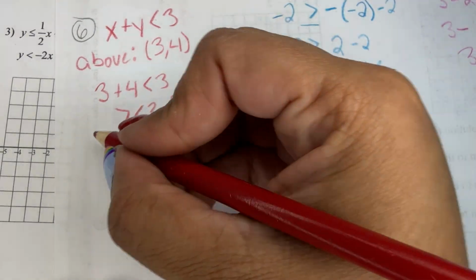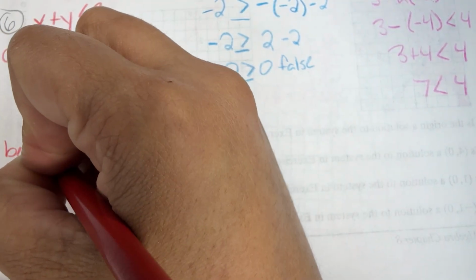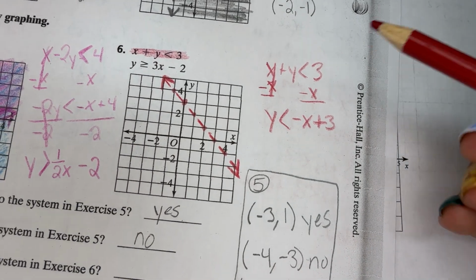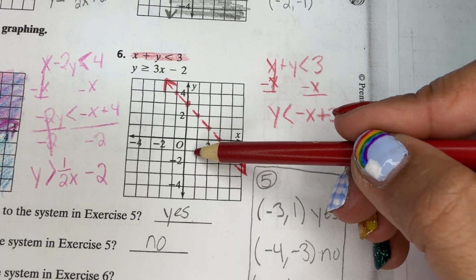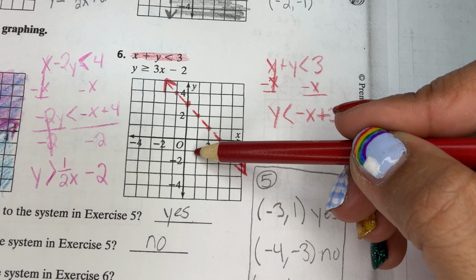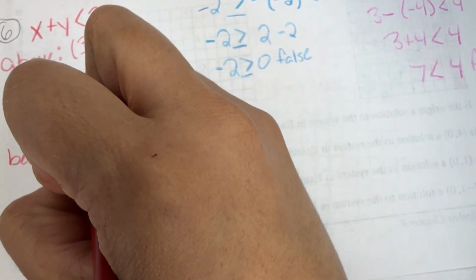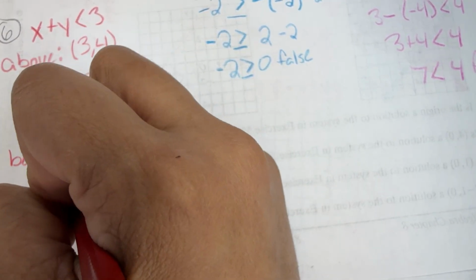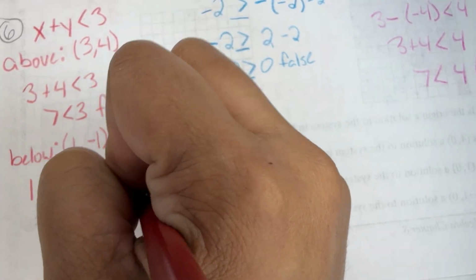So let's pick a point below our line. Let's pick 1, -1, which is below our line. So x is 1 plus our y of -1 is less than 3. 0 is less than 3. That's true.